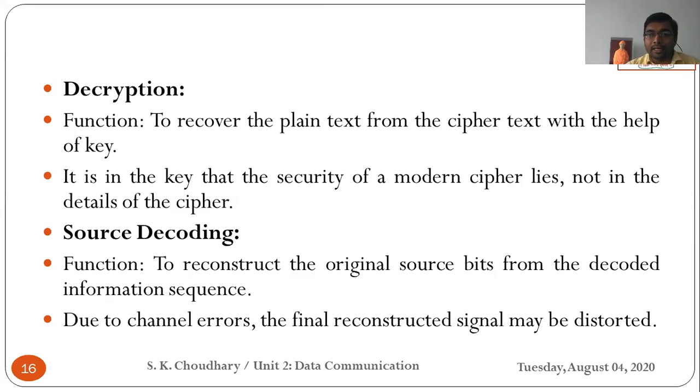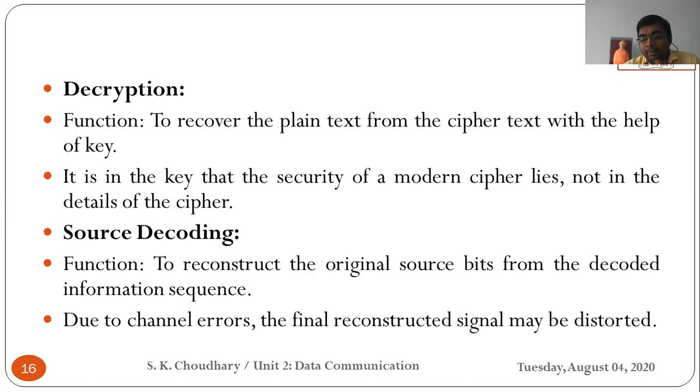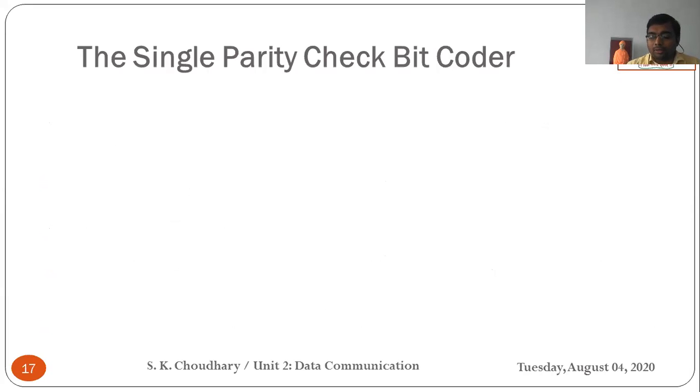So due to the channel errors, what happens? The final reconstructed signal may always be distorted. There is a very small chance that we would get the actual error-free message. So some error is always present, and for such error finding, there is a technique we basically use. One of the methods is called the single parity check bit code.